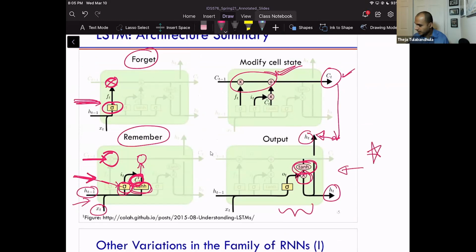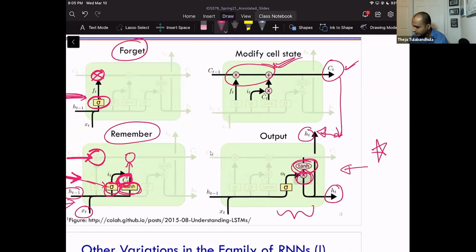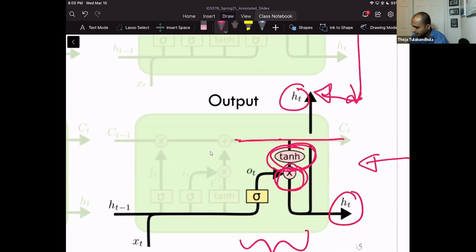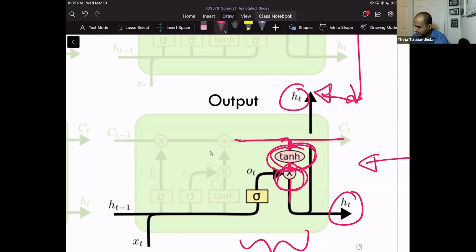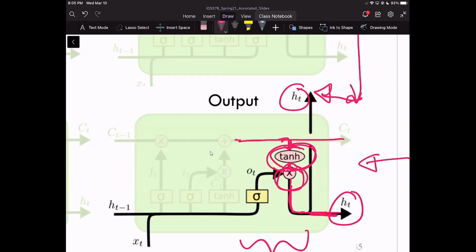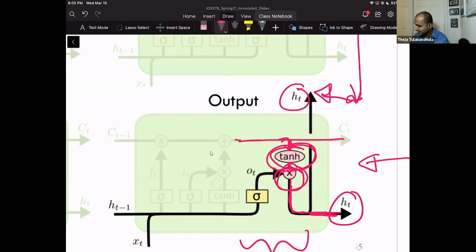So if you zoom in here, this is CT. This whole thing is CT, right? So that's being input here. First to tanh nonlinearity, then gets element-wise multiplied, and that's equal to HT. Oh, that arrow was downward. Yes, that arrow is downwards. Okay, now I understand. Thank you. It's going this way as well as to the top.